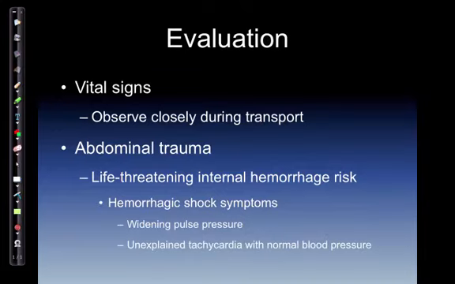Abdominal trauma carries a life-threatening internal hemorrhage risk in all your patients. Hemorrhagic shock symptoms are going to be things like widening pulse pressure and unexplained tachycardia with normal pulse pressure. Widening pulse pressure is a widening of the gap between the systolic and diastolic numbers.